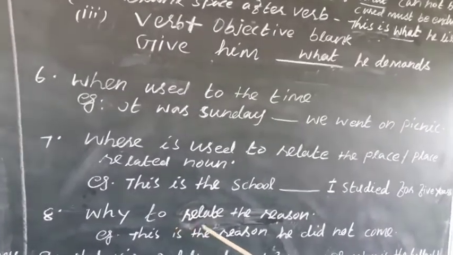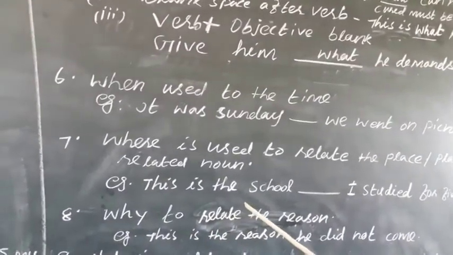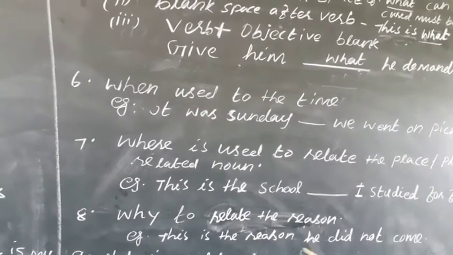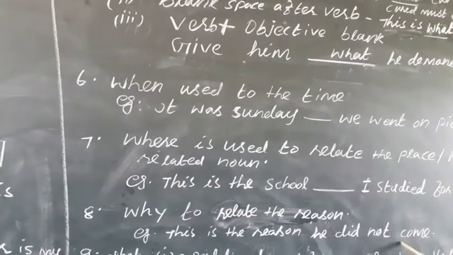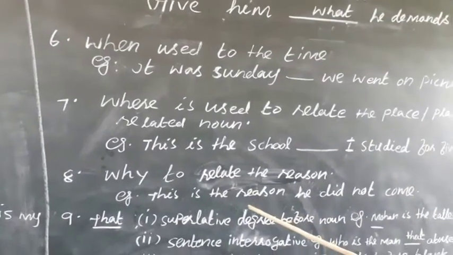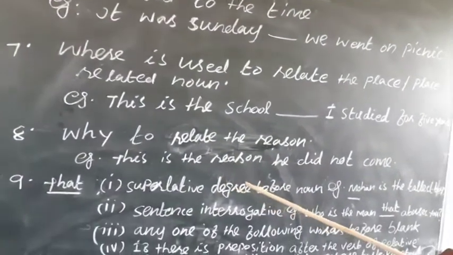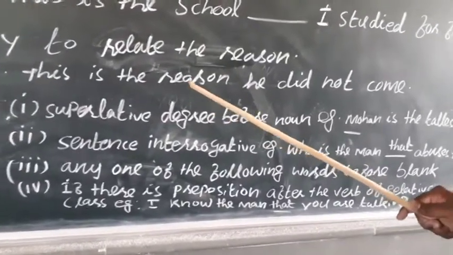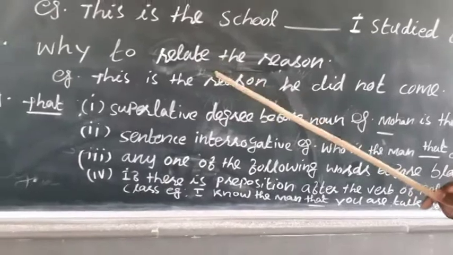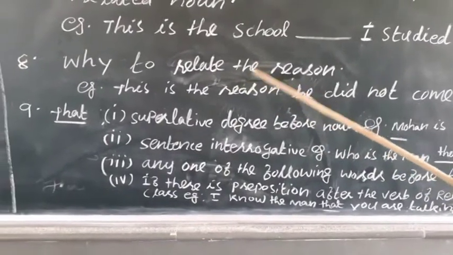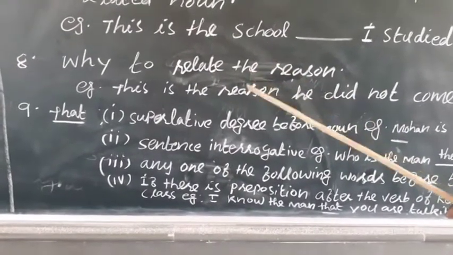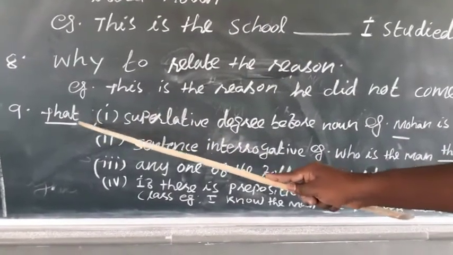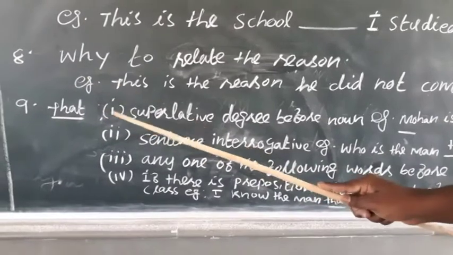Next you have why. Why is used to relate to the reason, why something had happened. Okay, this is the reason he did not come. This is the reason he came late. Showing the relation, showing the reason, the cause for which the person has done something. Next we have that.